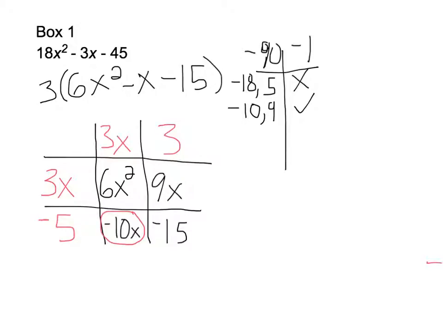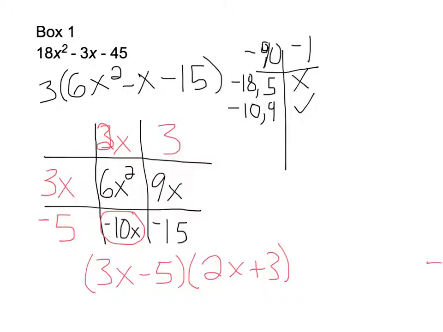Now I made a mistake here. It shouldn't be a 3 right here. We're going to get a 2 there. So we'll fix that and make that a 2. So my factors are 3x minus 5 times 2x plus 3.